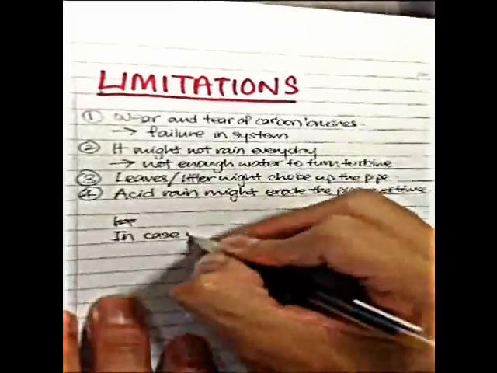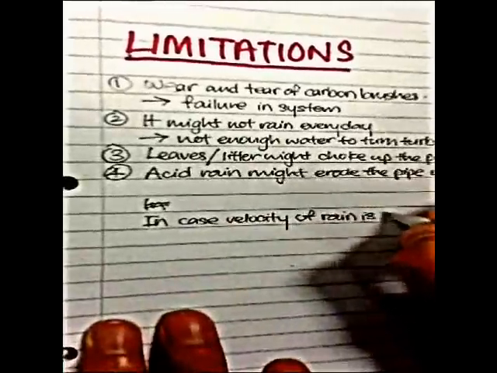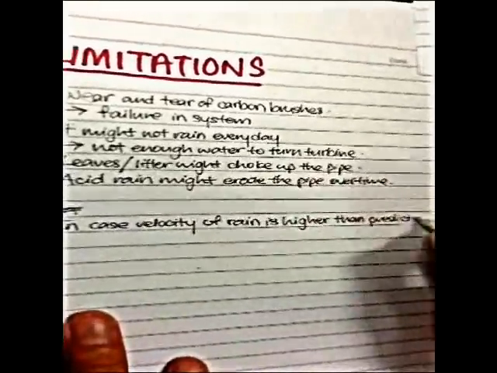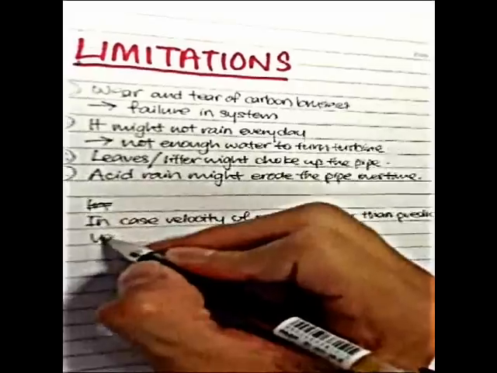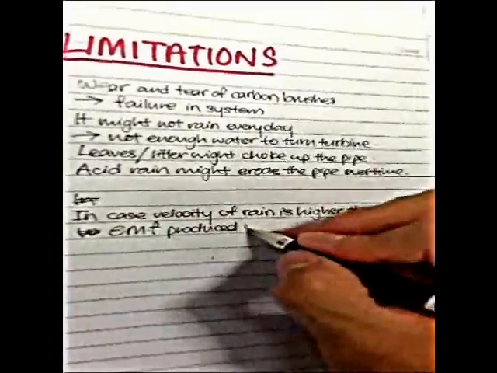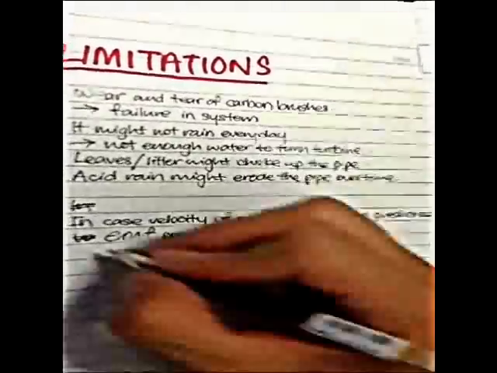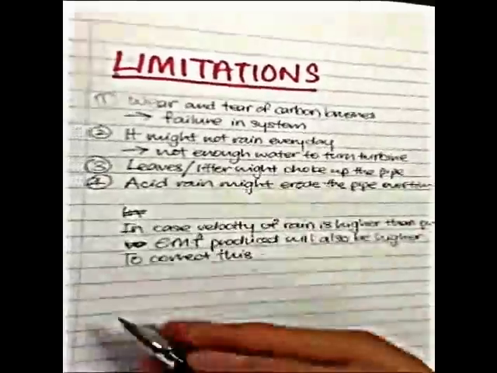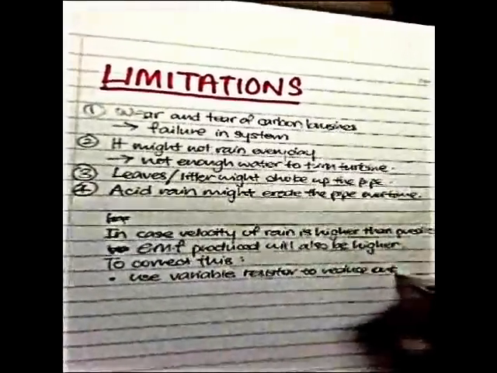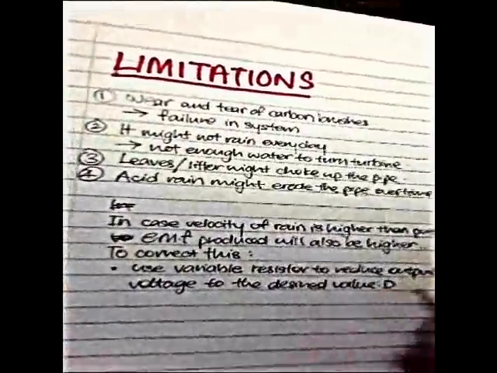In our earlier calculations, we assumed that the rainwater has a velocity of 0 at the top of the pipe. However, this will likely not happen in reality, as rain already has kinetic energy at the top of the pipe. Thus, the EMF induced will be higher than calculated. To correct this, we suggest connecting variable resistors to the circuit to reduce the output voltage to the desired value, in this case, 240 volts RMS.